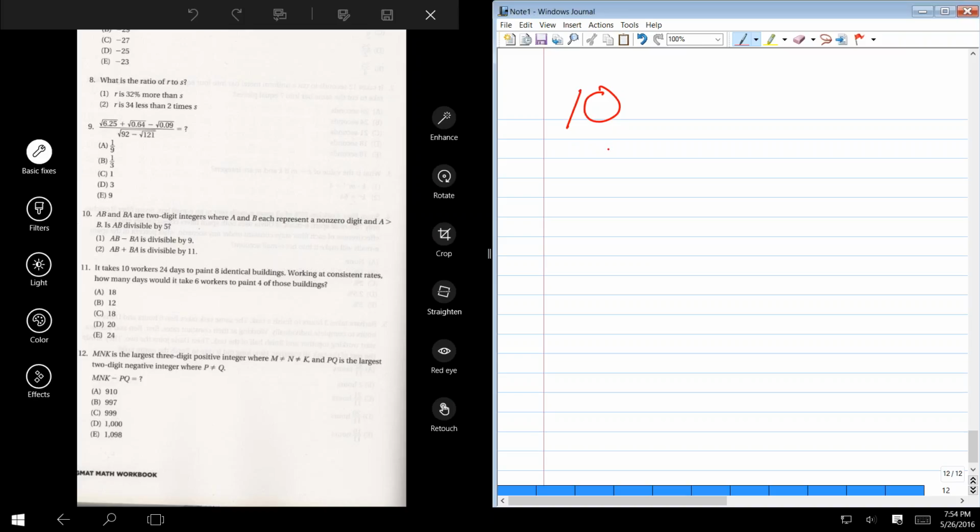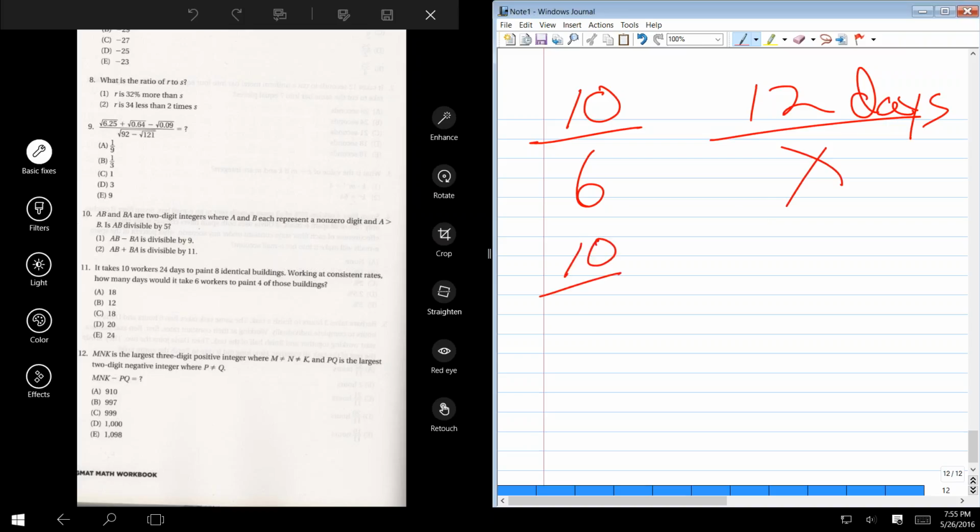So if it takes those 10 workers 24 days, it's going to take those 10 workers 12 days for 4 buildings. Correct. So 10 workers take 12 days to do 4 buildings. Now I can just set up a simple ratio. 10 is to 6 as 12 is... But the ratio is the other way around. It's 10 is to 6 as x is to 12, because you know it has to be bigger than 12 days. Yeah, exactly. So you get 6x equals 120, x would be 20 days.